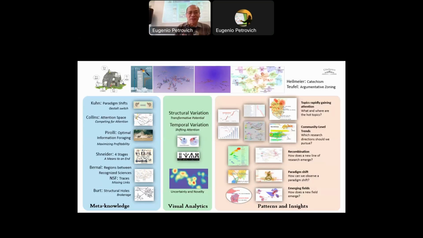Okay, so that's the middle part. And the third part is, given that we have the underlying theories and also indicators, what are the signals we can translate into visual patterns? So we don't look for other more complex signals.